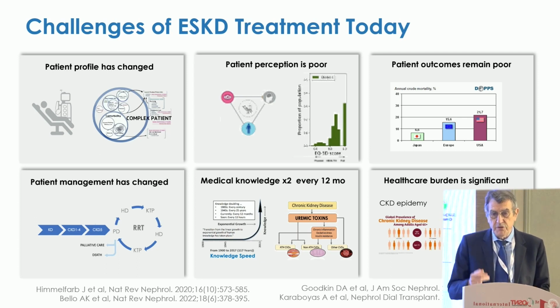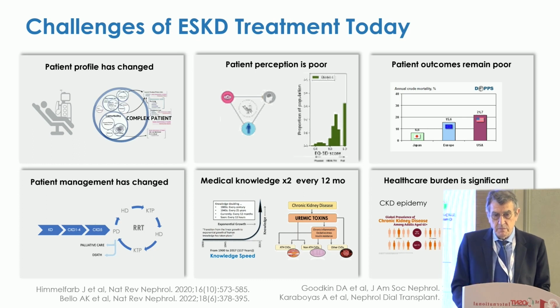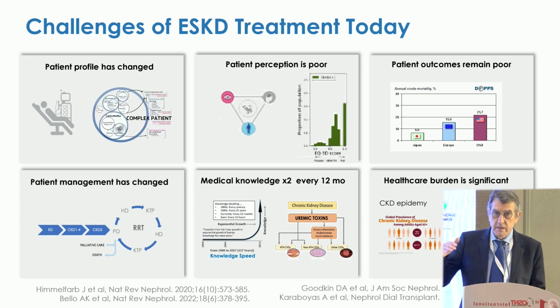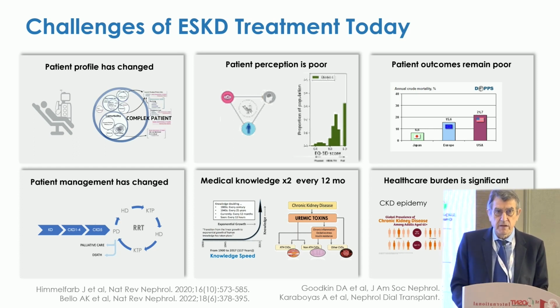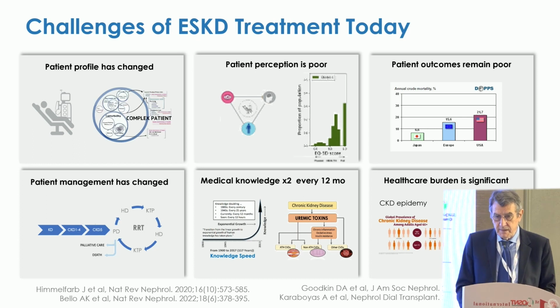The second point is patient perception. Quality of life, or health-related quality of life, remains very poor in dialysis, maybe 40–50% as compared to the general population. Patient outcome remains poor. I just put some of the DOPPS data. Even if this morning we showed that there is an improvement in survival and life expectancy, still mortality is between 15% and 20% per year, which is tremendously high.